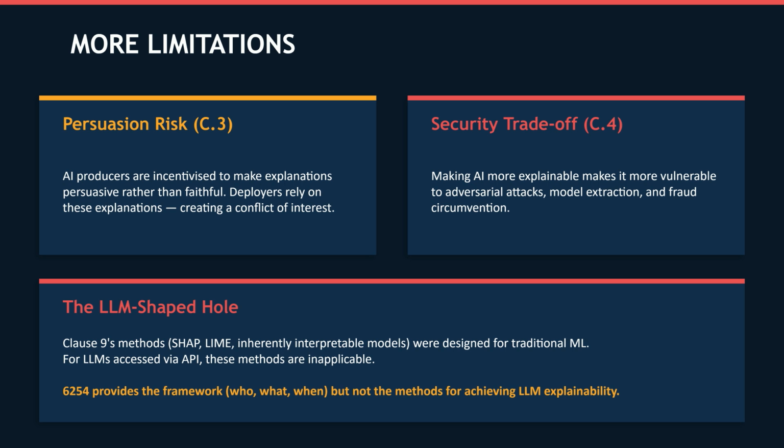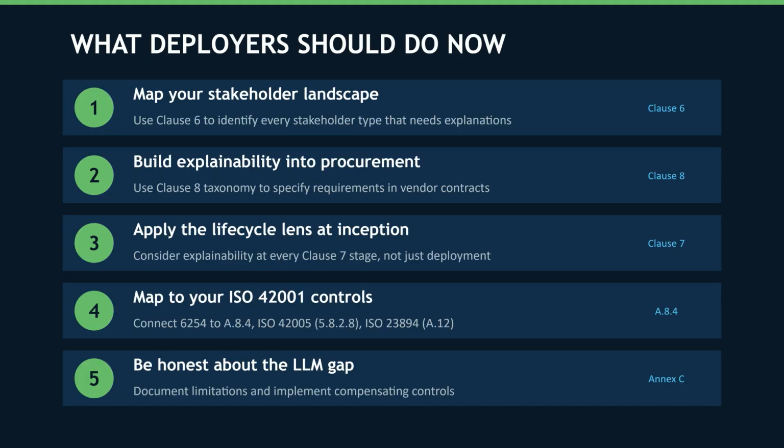And third, there's an LLM-shaped hole in the standard. Clause 9's methods, SHAP, LIME, inherently interpretable models, were designed for traditional machine learning. For the LLMs that most organizations are actually deploying right now, ChatGPT, Claude, etc., these models simply don't work. ISO 6254 gives you the framework for who needs explanations and what properties those explanations should have, but it doesn't give you the methods for achieving it with LLMs, and the science of LLM explainability is years away from being production ready. So where does this leave you?